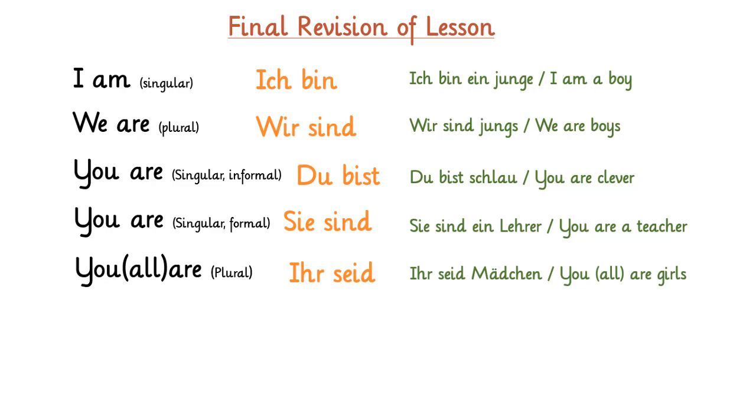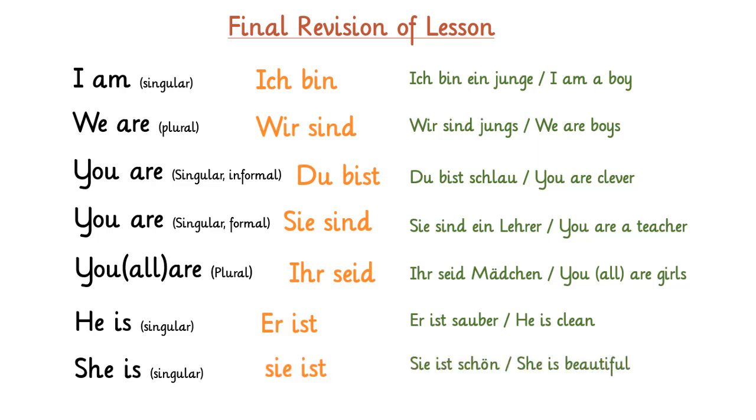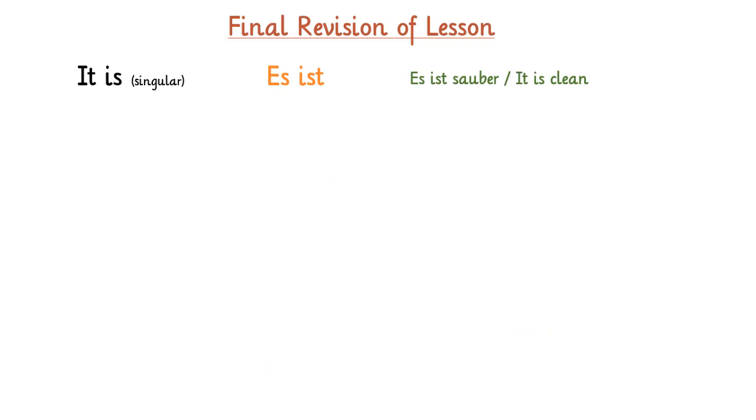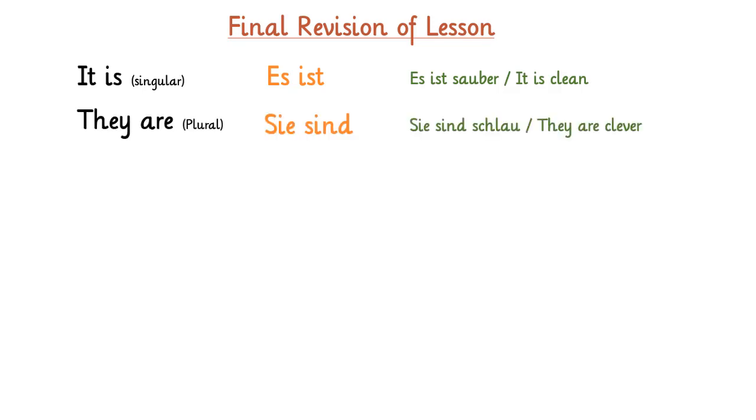You all, ihr seid Mädchen. You are girls. He is. Er ist. Er ist sauber. He is clean. She is. Sie ist. Sie ist schön. She is beautiful. It is. Es ist. Es ist sauber. It is clean. They are. Sie sind. Sie sind schlau. They are clever.